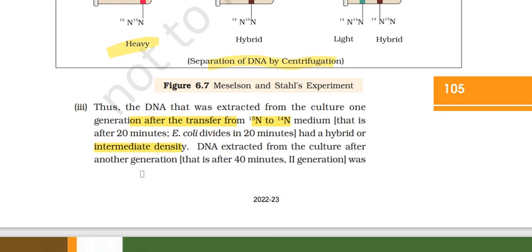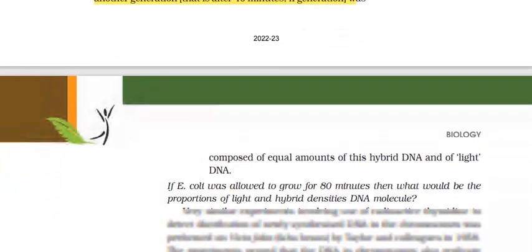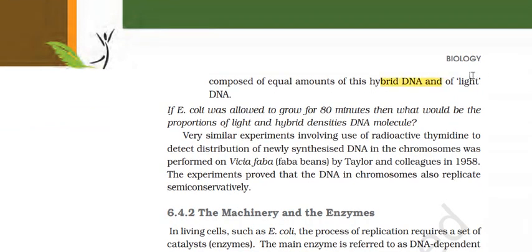DNA extracted from the culture after another generation, अब 40 minutes के बाद दूसरे में डाला, was composed of equal amounts of this hybrid DNA and of light DNA. If E. coli was allowed to grow for 80 minutes, फिर इसके बाद एक और cyclic process would take place. Very similar experiments involving use of radioactive thymidine to detect distribution of newly synthesized DNA in the chromosomes was performed on Vicia faba by Taylor and colleagues. The experiments proved that the DNA in chromosomes also replicates semi-conservatively. ठीक है, तो बाद में Vicia faba पे Taylor did the similar experiment, and he proved that DNA in the chromosome will replicate semi-conservatively.